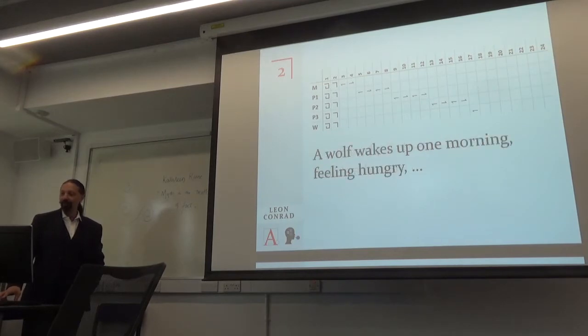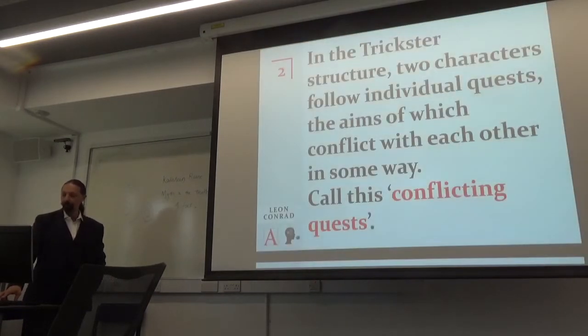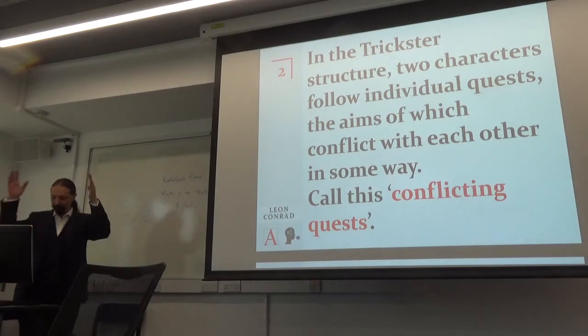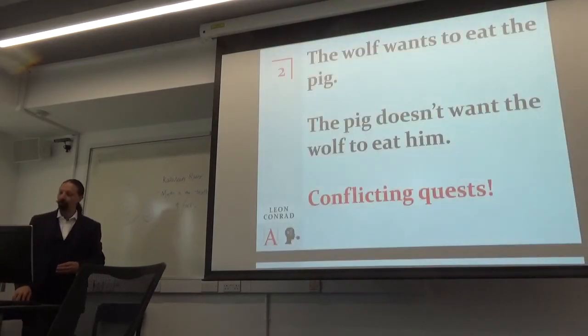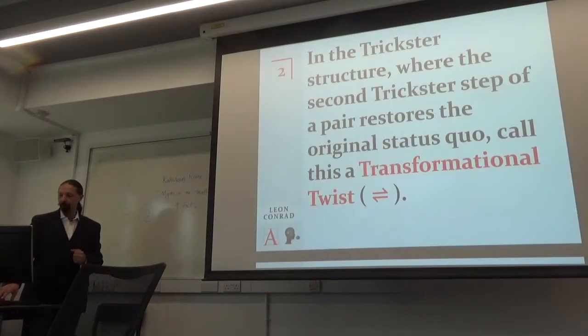And then, the wolf wakes up one morning feeling hungry. That's his problem. He goes on the journey to find food and meets a house barring him from easy access to his food. Not good. So this is where the conflicting quests come in. The wolf wants to eat the pig. The pig doesn't want to be eaten by the wolf. So there's inevitably going to be a trick and a transformational twist.